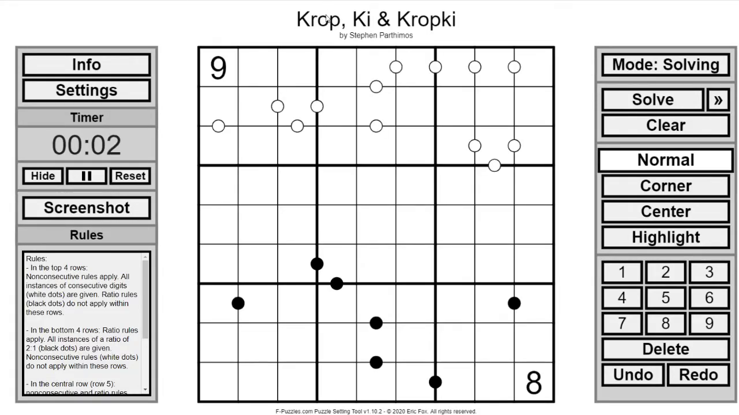Today we're going to be looking at Kropki and Kropki. This is one of the most involved rule sets I've seen. In the top four rows, non-consecutive rules apply. All instances of consecutive digits are given. Ratio rules, black dots, do not apply within these rows.